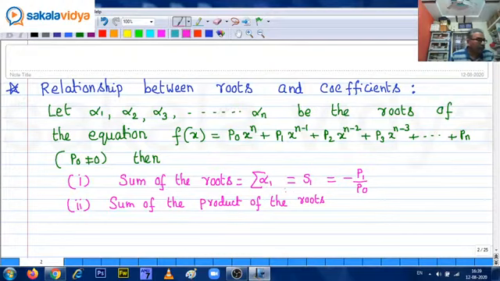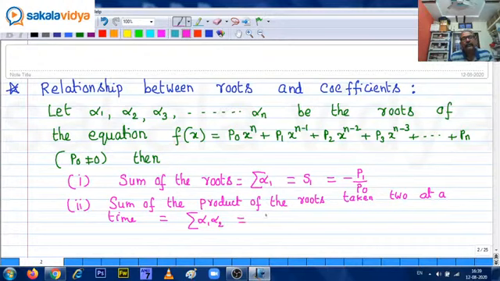The sum of the product of the roots taken 2 at a time is equal to sigma alpha 1 alpha 2. This is S2. S2 is equal to the coefficient of x to the power of n minus 2 upon x to the power of n, positive only. That is P2 upon P0. Yes, absolutely correct, Balu.